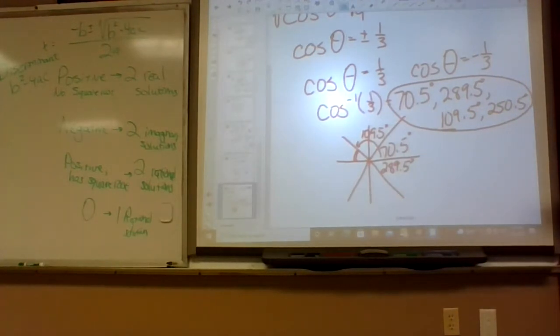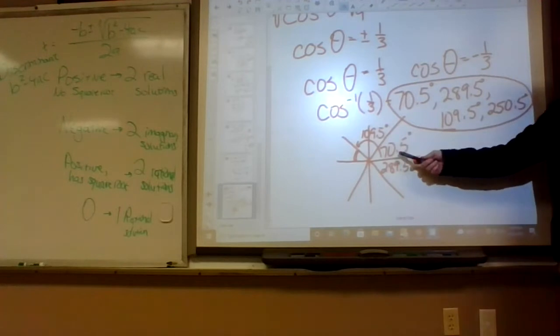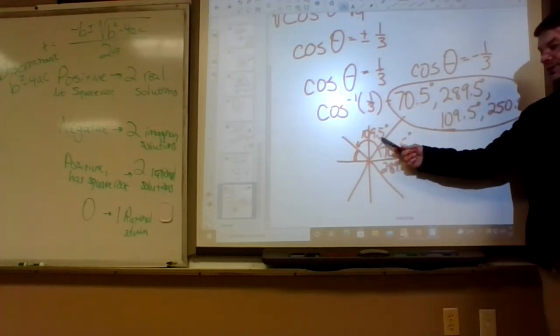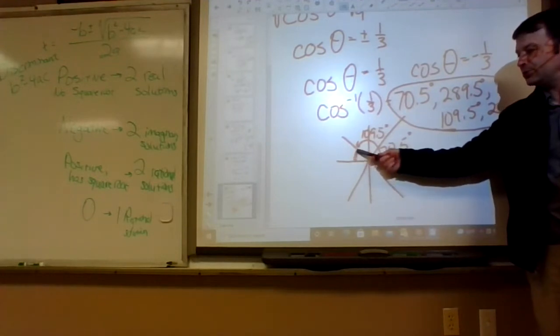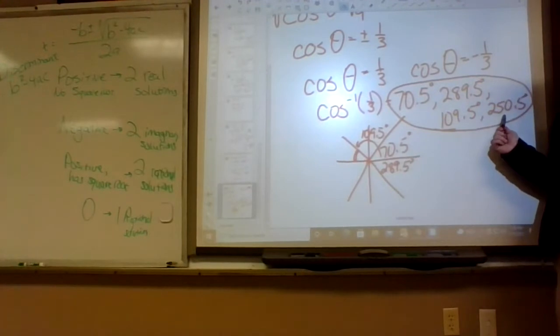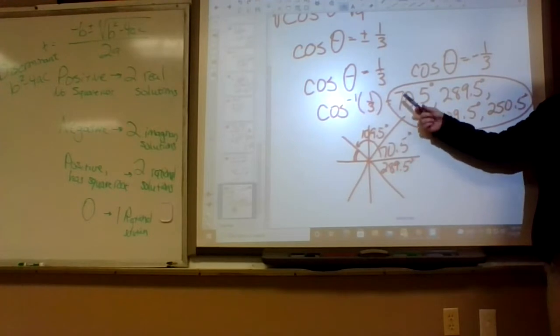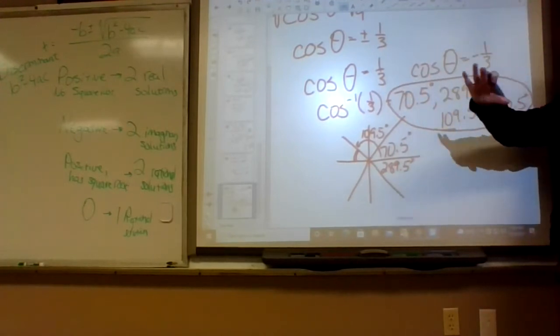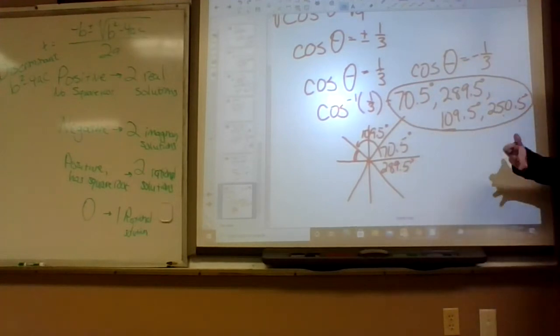Basically, we're just gonna find one answer in each quadrant. They all have a reference angle of 70.5. That means this angle is 70.5 from 0. This angle, 109.5, is 70.5 short of 180. This is 70.5 past 180. And this is 70.5 short of 360. So the plus or minus makes all the quadrants covered. Cosine is positive in the right two quadrants, negative in the left two quadrants, so every quadrant had an angle.